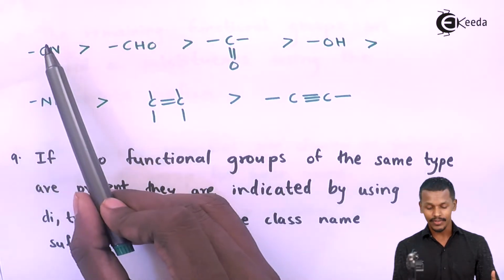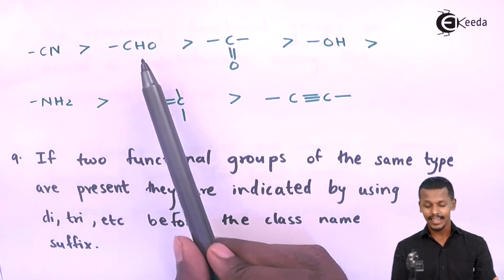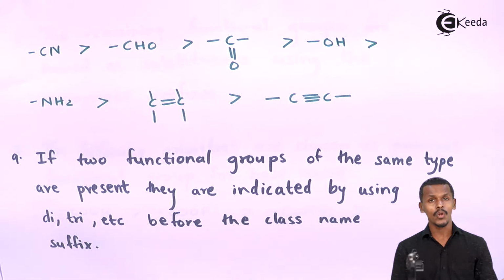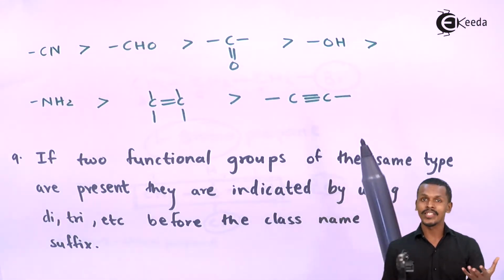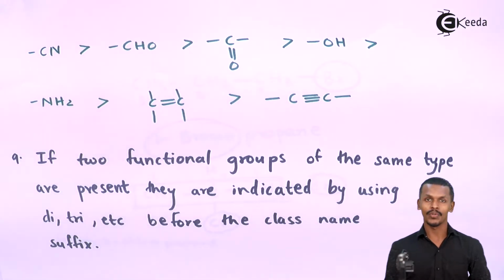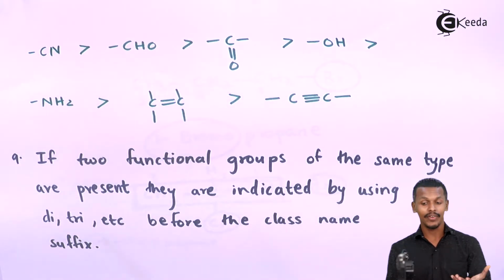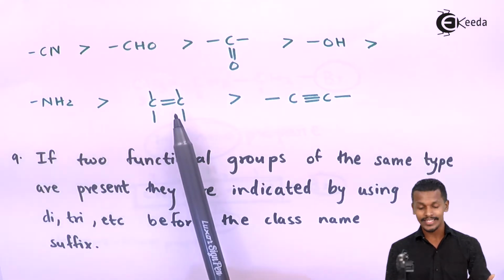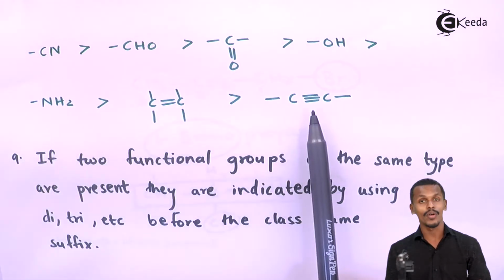the cyanide or cyano group, then aldehyde, and then keto, then hydroxyl. It could be of phenol also, or it could be of an alcohol also. So after OH, and this OH could be alcoholic or phenolic, it will be for NH2, the amino group, and then for alkene, and then for alkyne.